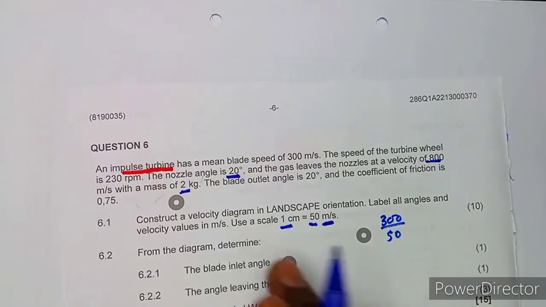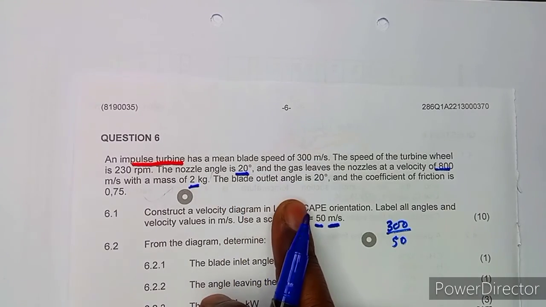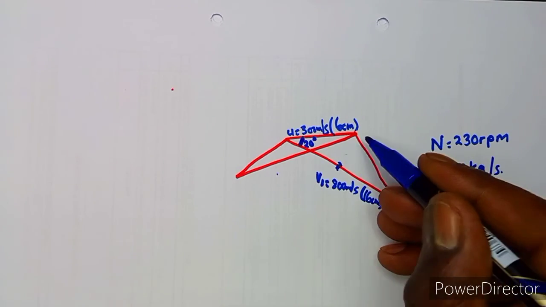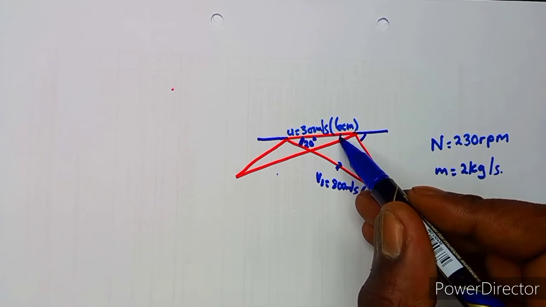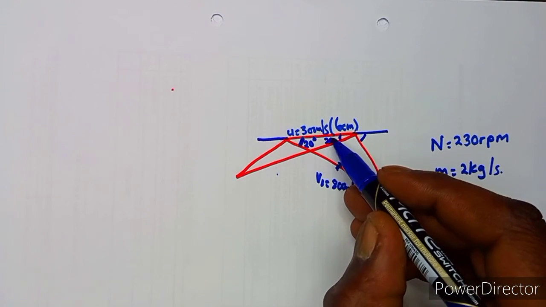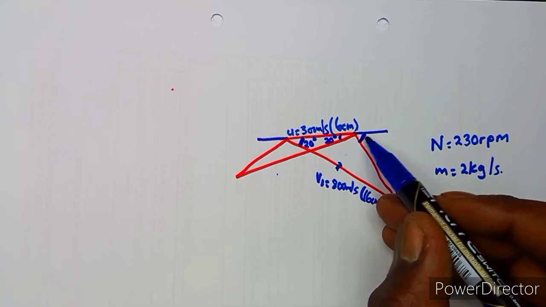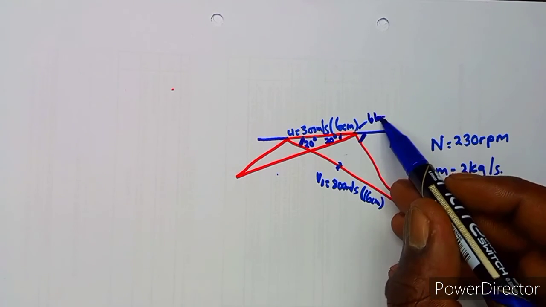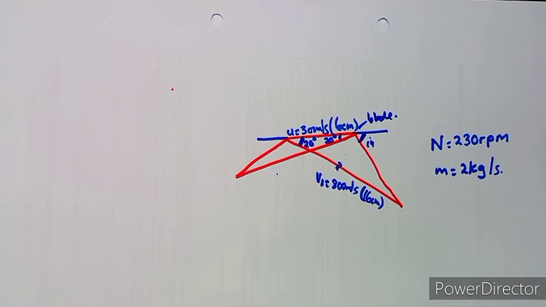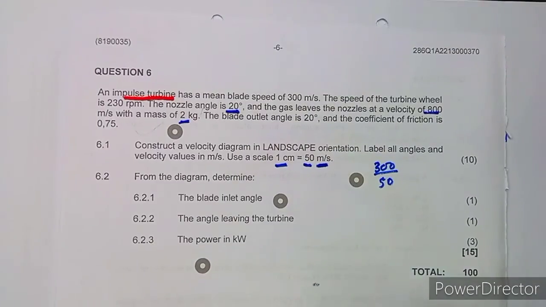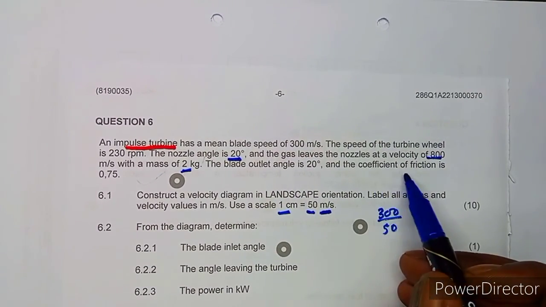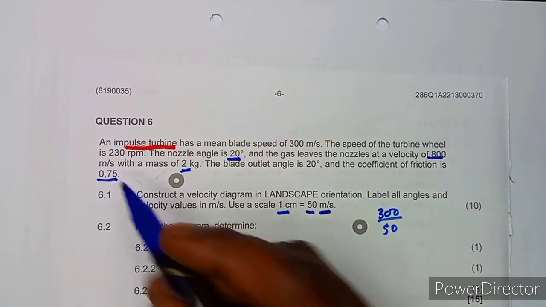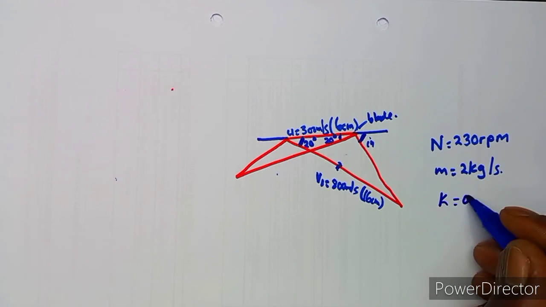Then the blade outlet angle is 20 degrees. Remember, this is our blade here, the inlet, and this is the blade outlet of 20 degrees. We are going to talk about this later on, but that's what we have got. And the coefficient of friction here is 0.75. That is K, K is equal to 0.75.